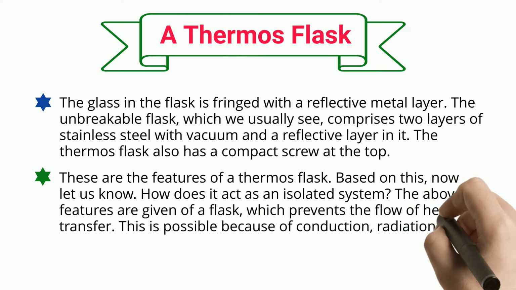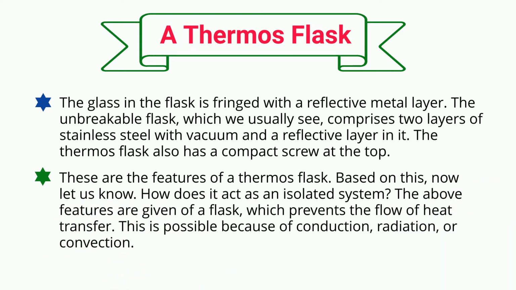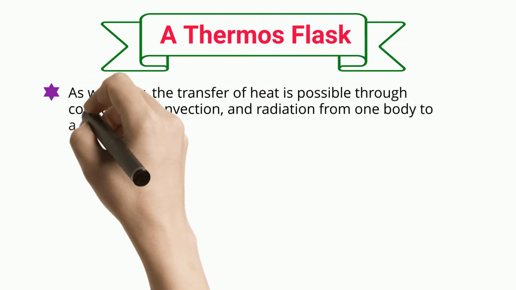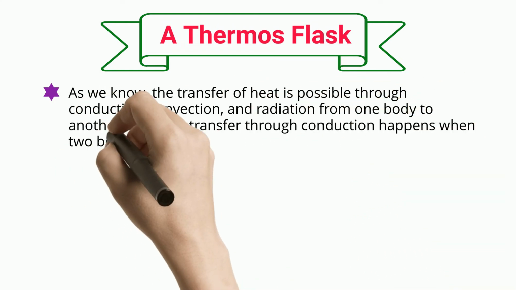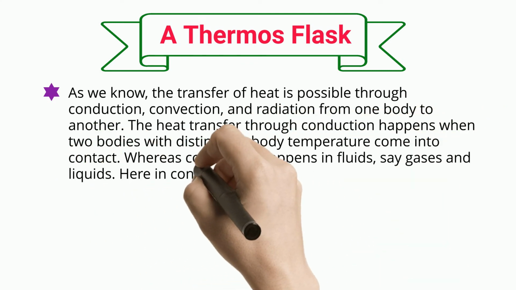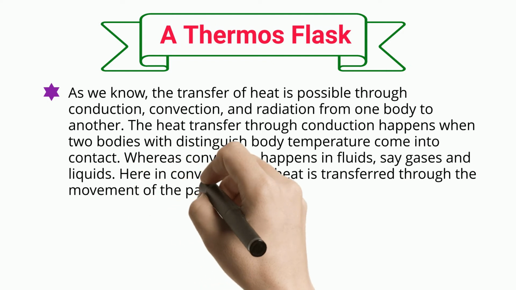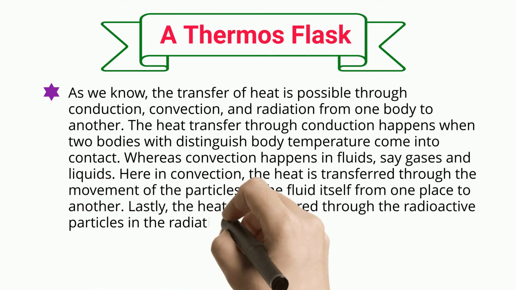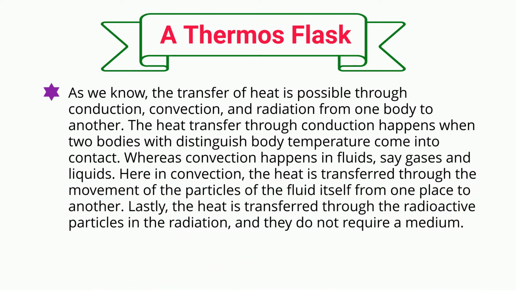The above features of the flask prevent the flow of heat transfer. This is possible because of conduction, radiation, or convection. As we know, the transfer of heat is possible through conduction, convection, and radiation from one body to another. Heat transfer through conduction happens when two bodies with different temperatures come into contact. Whereas convection happens in fluids, say gases and liquids. Here in convection, the heat is transferred through the movement of the particles of the fluid itself from one place to another. Lastly, in radiation, heat is transferred through radiant energy, and it does not require a medium.